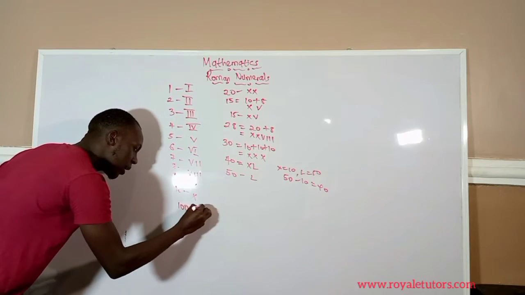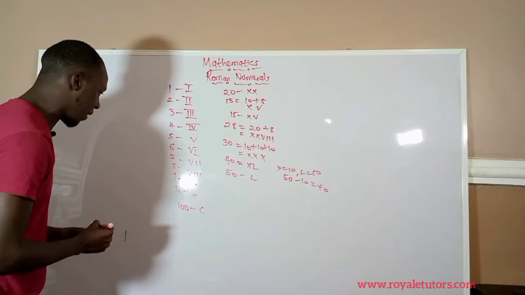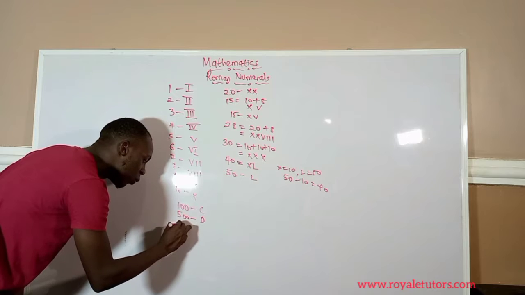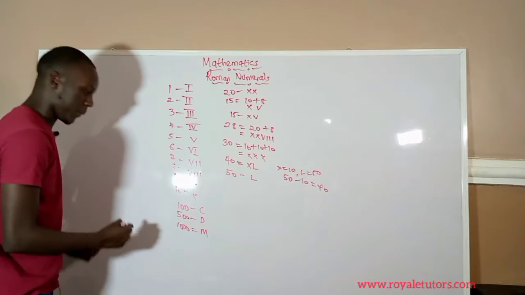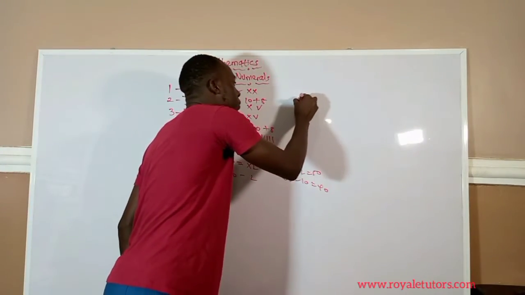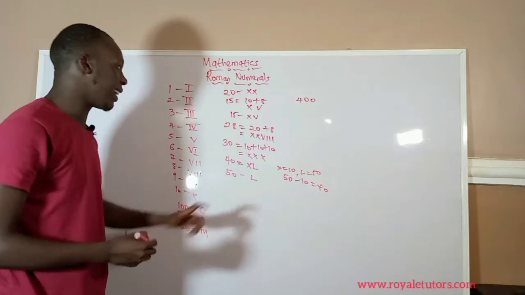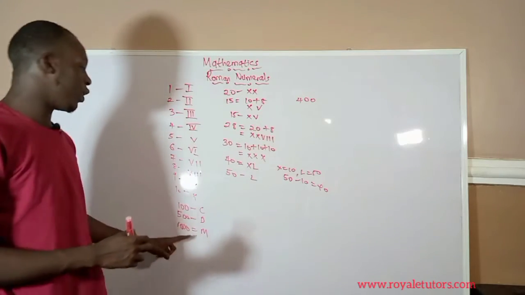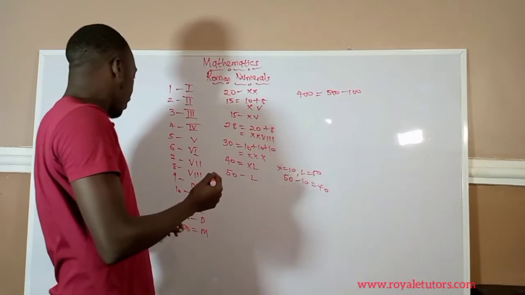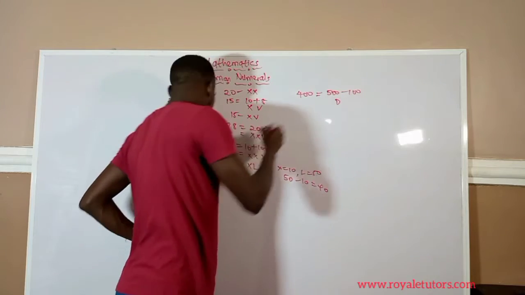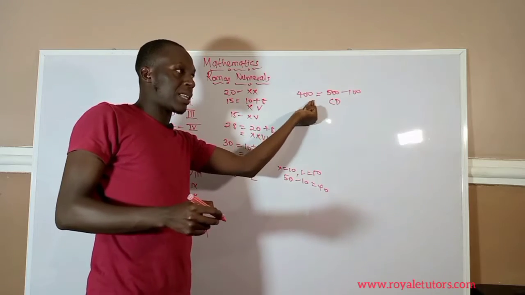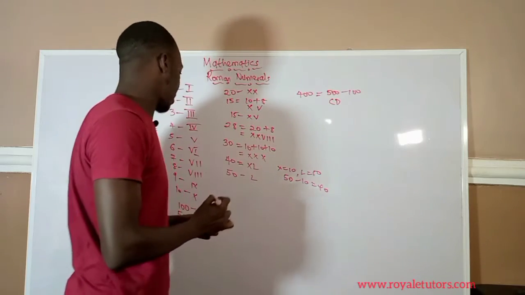So now let's move on. 100 is C. Those are the special ones that we have. 100 is C, 500 is D, and 1000 is M. Now let's assume you want to write 400. How do you do that? Based on the explanation I have given, 400 is 500 minus 100. What is 500? D, and 100 is C. Once the smaller number is before the bigger number, you subtract. So 400 is CD.